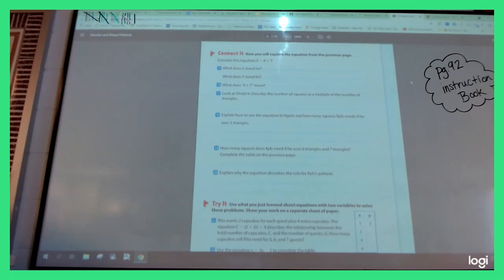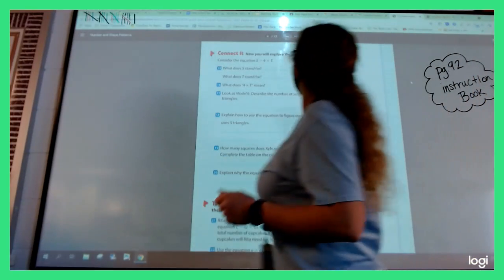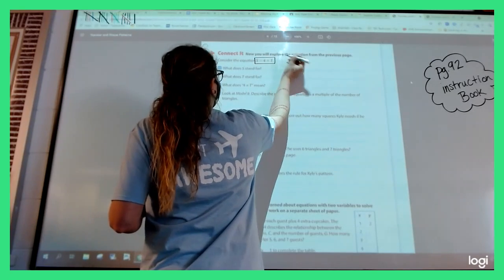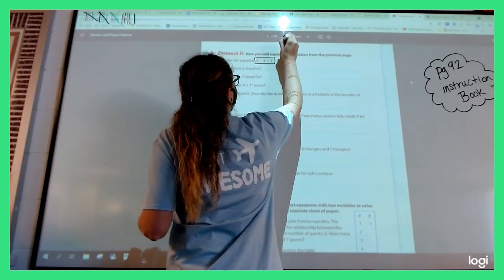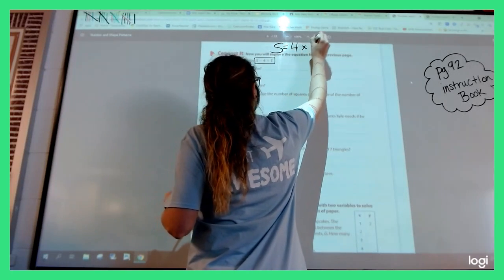So this part should seem easy to you. We just walked all the way through the first page. So we're still looking at the same equation. I'm going to put a box around it so it's larger. And actually up here, I'm just going to write it really big so everyone can see it. S equals 4 times t.